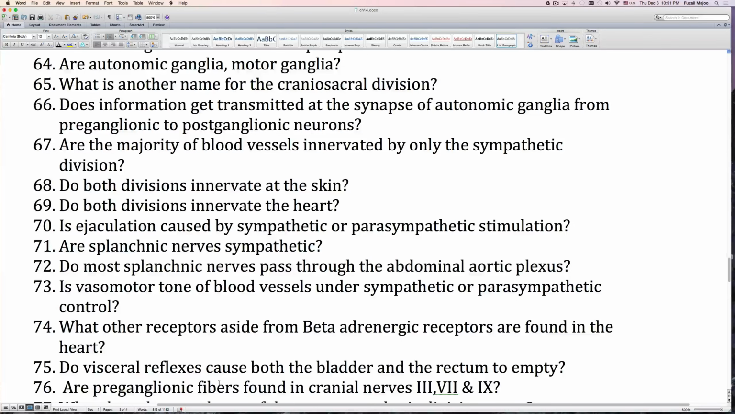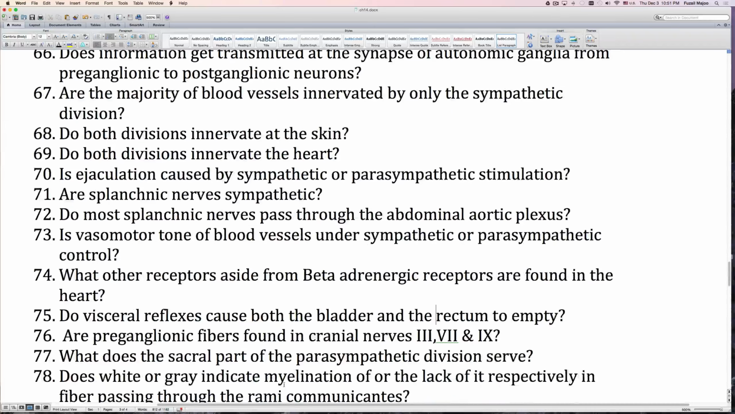Number 76. Are preganglionic fibers found in cranial nerves 3, 7, and 9? Number 77. What does the sacral part of the parasympathetic division serve?